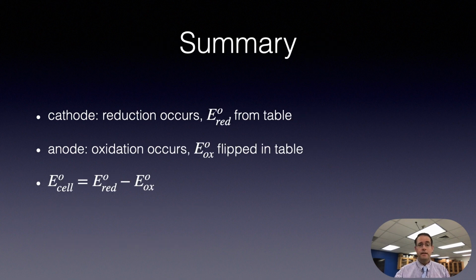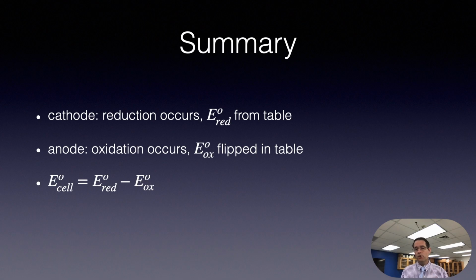All right, here's the summary here. You need to memorize that the cathode is where reduction occurs, and that's going to be the reduction potential table, okay? So that's E red from the table. And then the anode is where oxidation occurs. That's losing electrons, okay? And that's E ox. We don't have a table of that, but you're going to find that in the reduction table flipped, okay? Flipped, that's the one that's flipped.